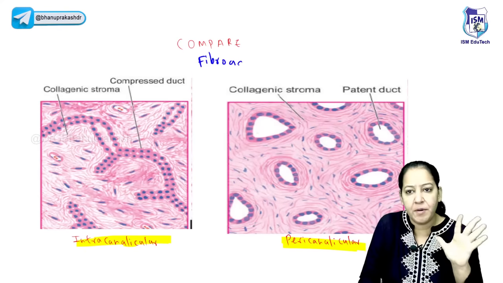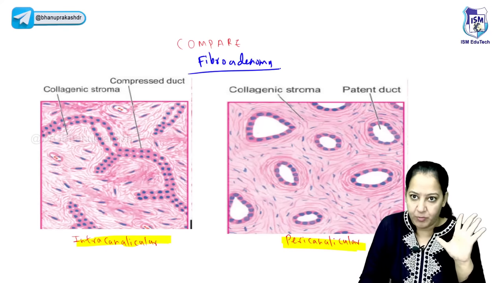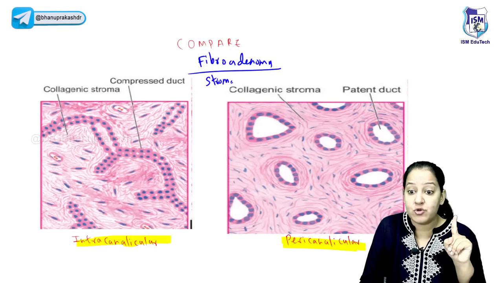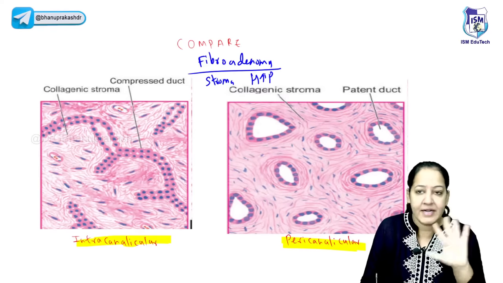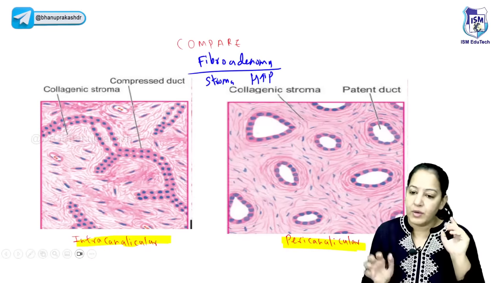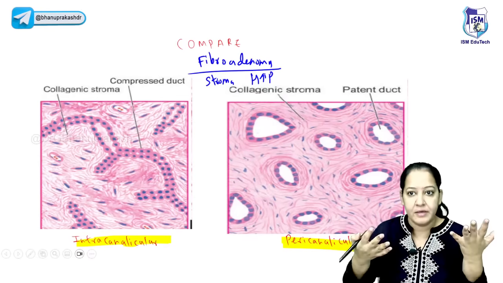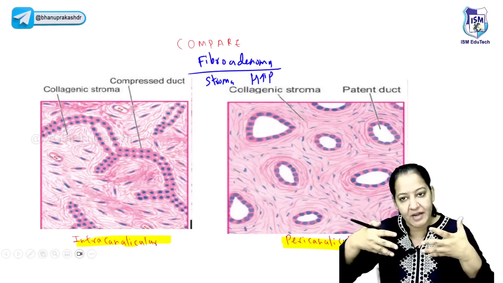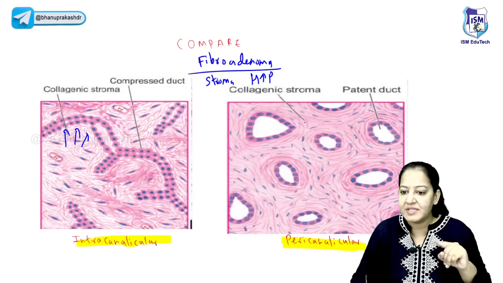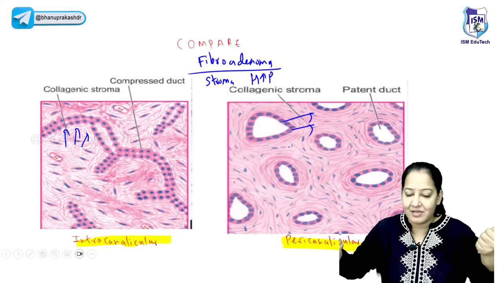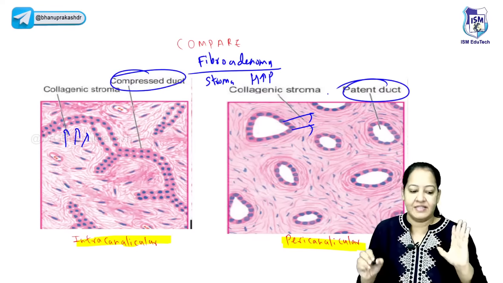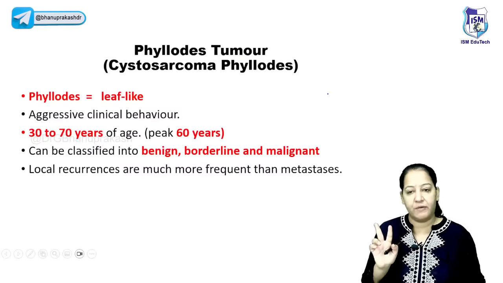So what is the basic problem in fibroadenoma? Can you tell me? It's a breast tumor. It's a benign tumor of the breast. There is stromal hyperplasia. It's not the epithelial component which undergoes hyperplasia, it's the stroma. So in both of them, the background stroma is abundant. In one of them, it's pushing type; in the other, it's pulling type. Here it's pushing, compressing the ducts. Here it's pulling, dilating the ducts. So in one the ducts get compressed, in the other the ducts get dilated. I hope you all got the two types of fibroadenoma.